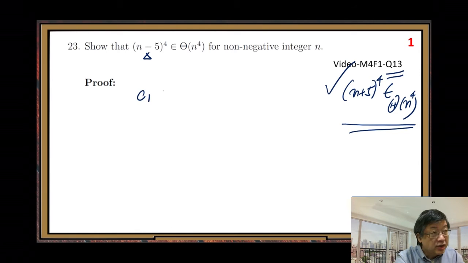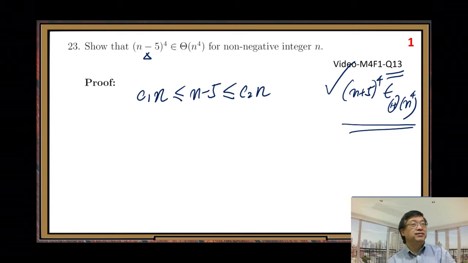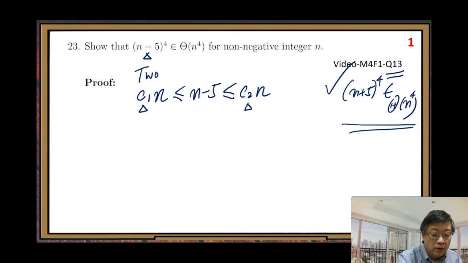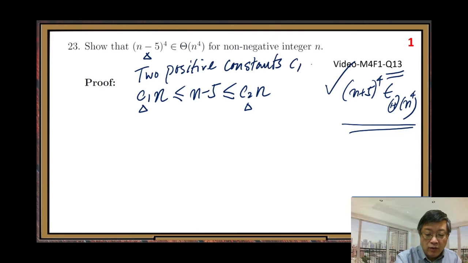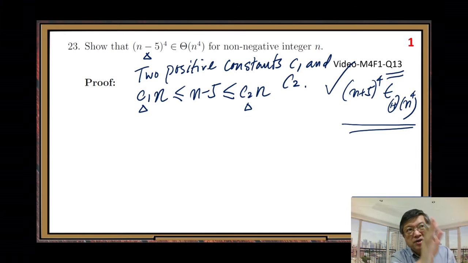C1 times n less than or equal to n minus 5 less than or equal to C2 times n. Okay, you need to determine two positive constants, C1 and C2. But here, look at this. Positive constants. I didn't say positive integer constants, right? Not necessarily integer. We do not require it to be integer.